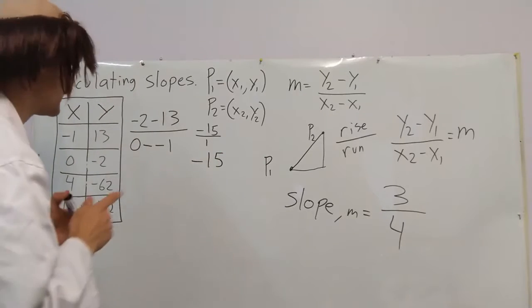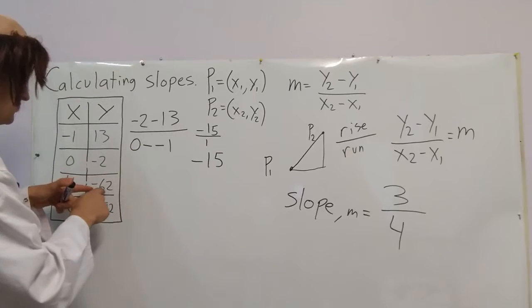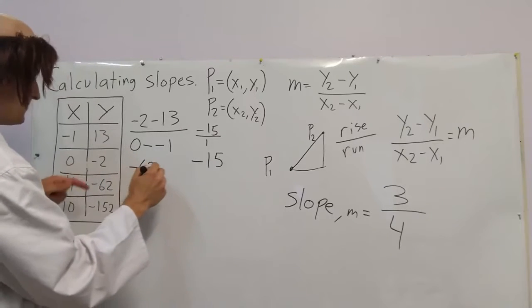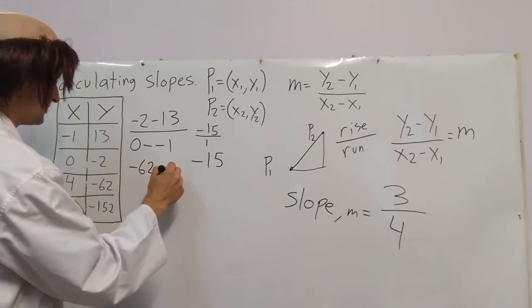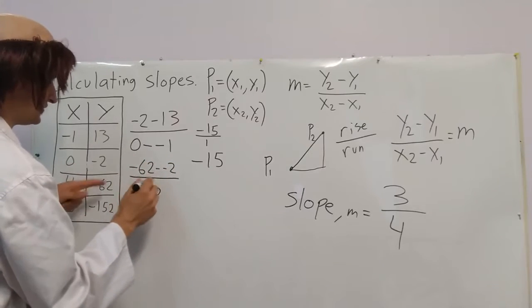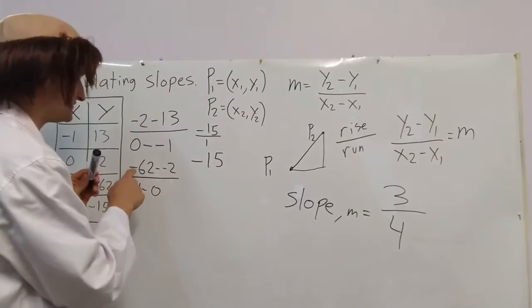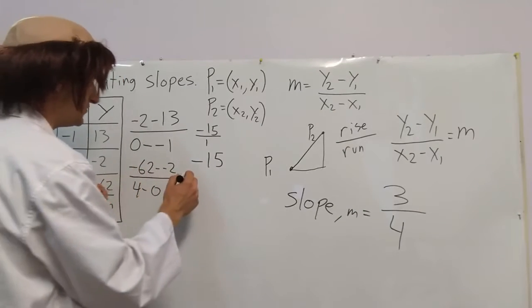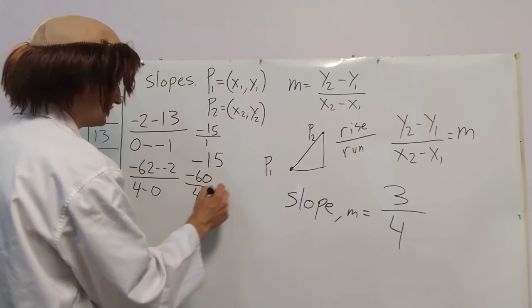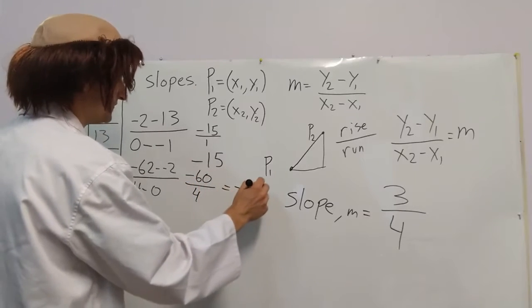Now let's try the next set of points. We'll go negative 62 minus negative 2 divided by 4 minus 0. This becomes negative 62 plus 2, negative 60 divided by 4 equals negative 15.